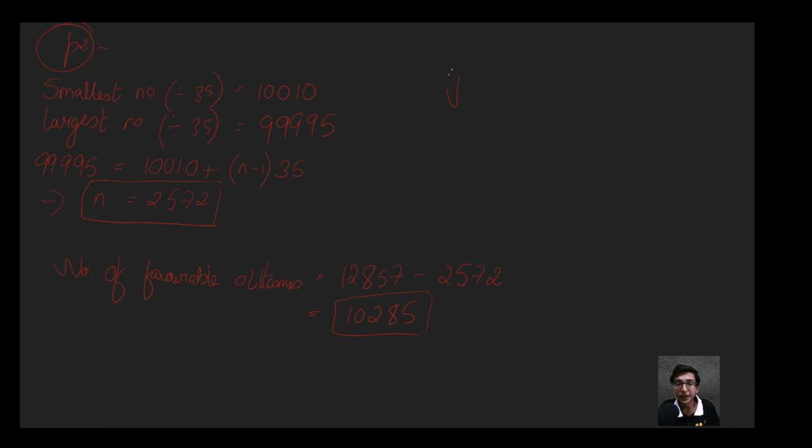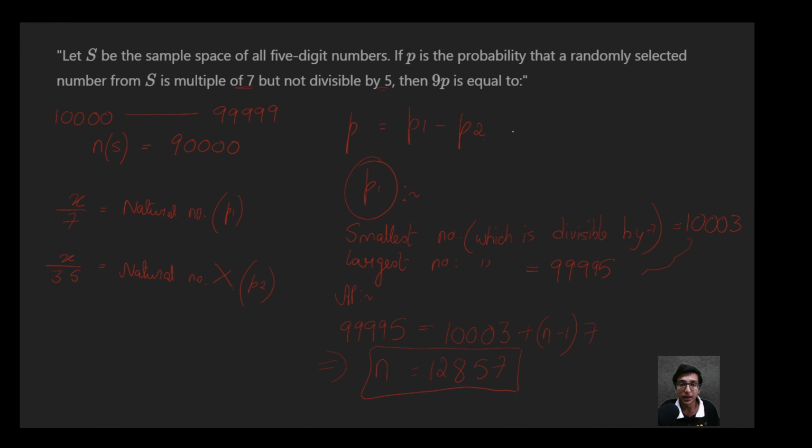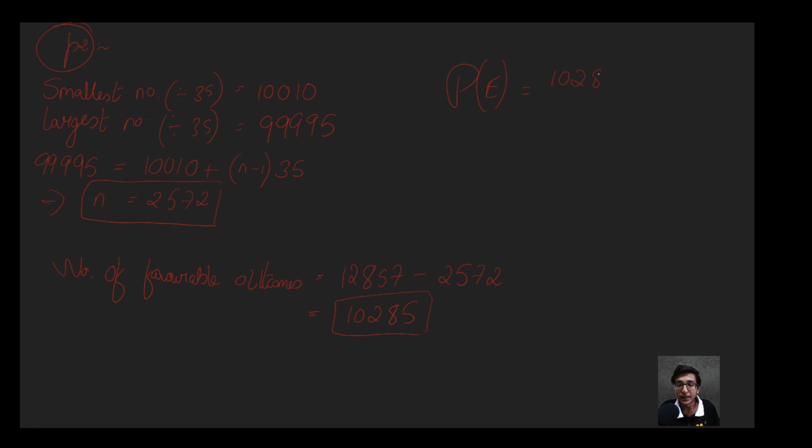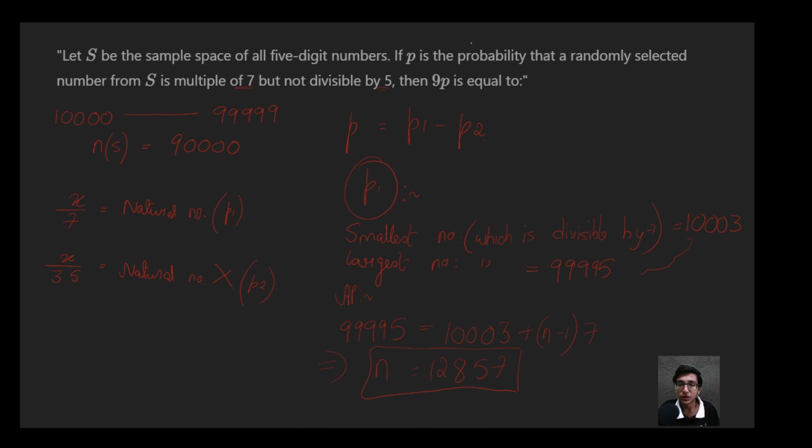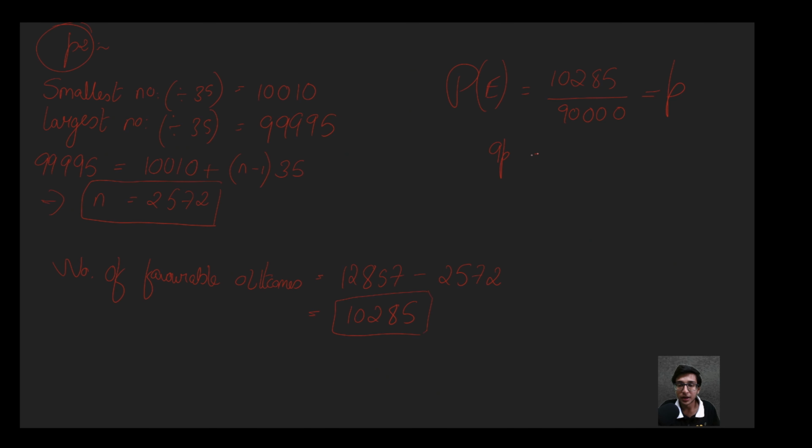So what does the complete probability of this event become? It becomes 10,285 upon 90,000, since 90,000 was the total value. They've told us that this value is equal to P, the probability that the randomly selected number is a multiple of 7 but not divisible by 5. Then we have to find the value of 9P. So 9P becomes 10,285 upon 10,000, which gives 1.0285. Yes, this becomes our answer.